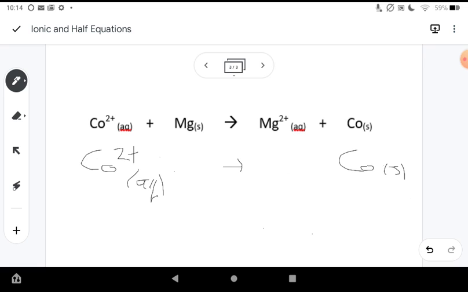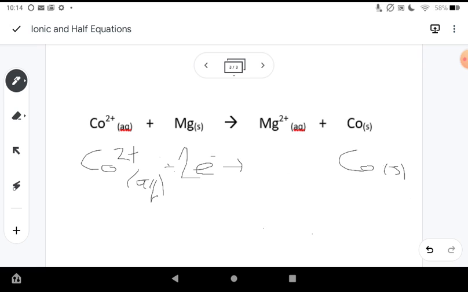Now, I'm then going to have to add electrons. And I'm going to add electrons to the more positive side, because electrons are negative. So if I add them to the more positive side, that will balance out the charges. So I'm going to add electrons here. And I'm going to add 2 electrons because there's a 2 plus charge and these are 1 minus. So I need to balance that charge. So I'm going to put a 2 there.